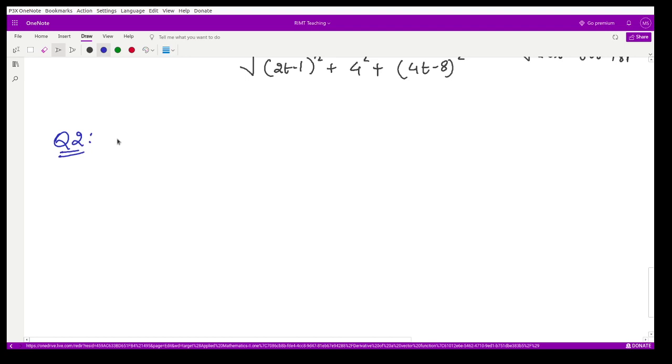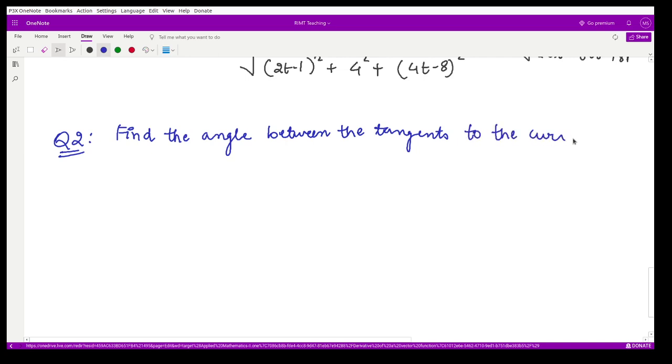It says find the angle between the tangents to the curve r vector is equal to t square i cap plus 2t j cap minus t cube k cap at the points t is equal to plus minus 1.